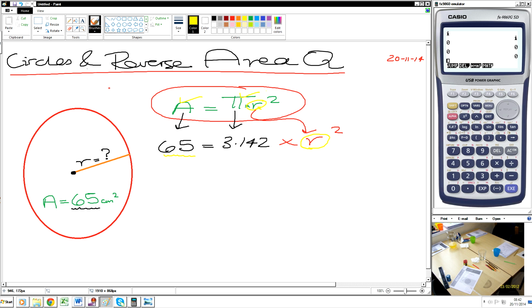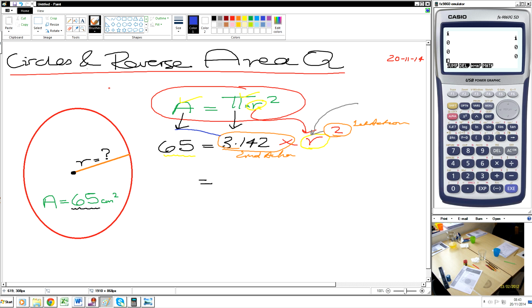Now, how do we work out the r? We look at the r first of all, and we identify the actions that have been done to the r. The r has first of all been squared. We call this the first action. Then r after that has been multiplied by 3.142. We call that the second action. The reason why we identify the actions is so when we are solving it, we can move the actions in reverse order. We always move the last action first. The last action was multiplied by 3.142, so let's move that now.